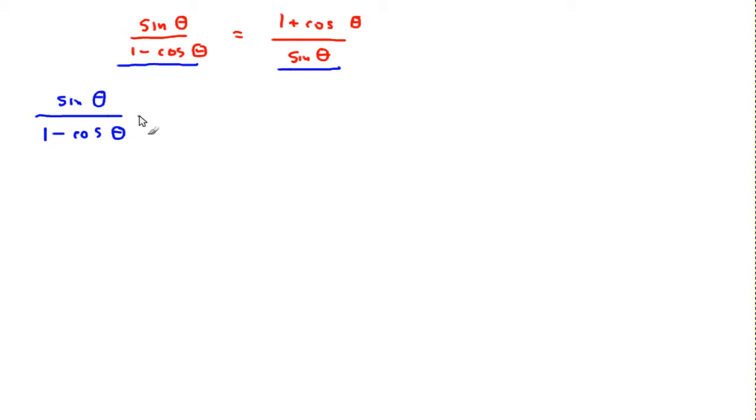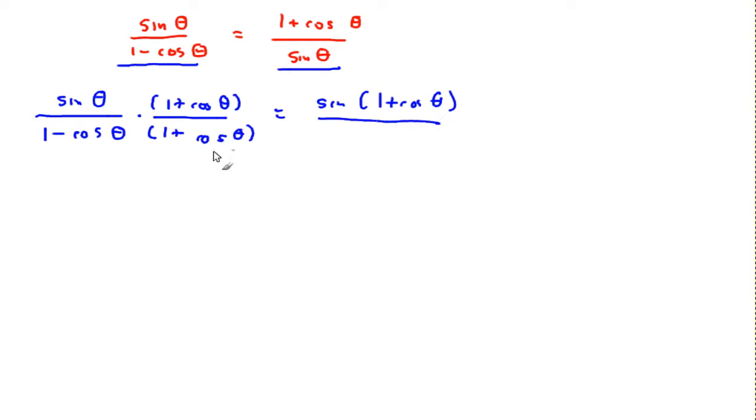And what I'm going to do is treat it like a conjugate, so I'm going to multiply by the denominator but with a plus sign. So it'll be bracket 1 plus cos of theta over 1 plus cos of theta. And when we multiply that out, that's going to be sine 1 plus cos of theta over, and when we multiply the denominator out, that's going to give us 1 minus cos squared of theta.